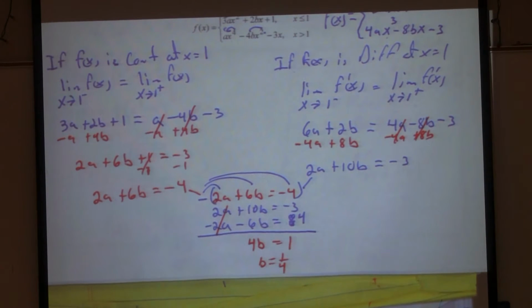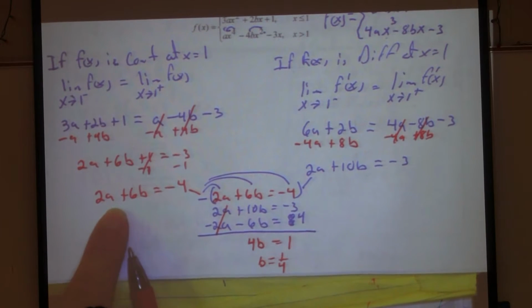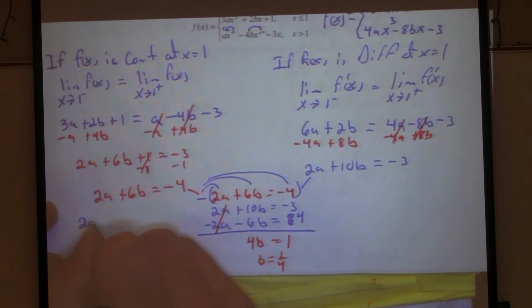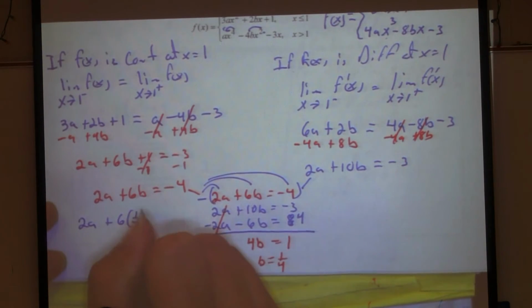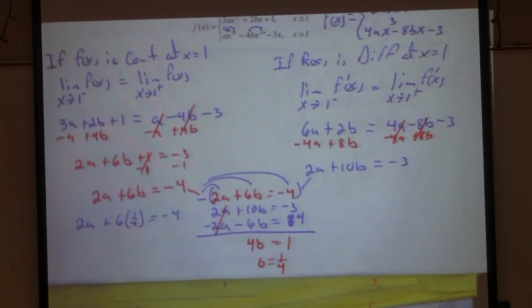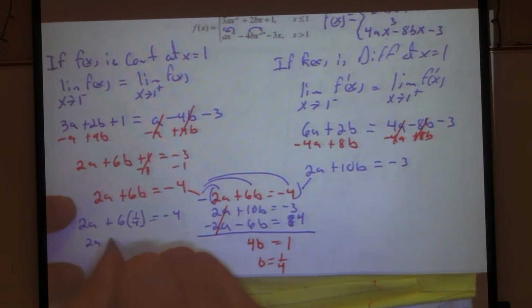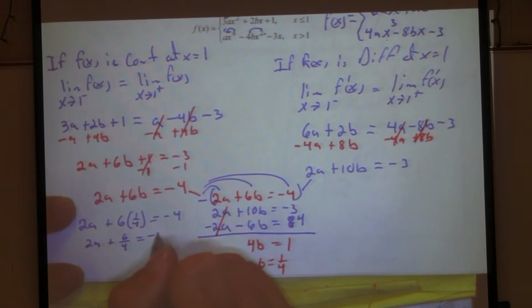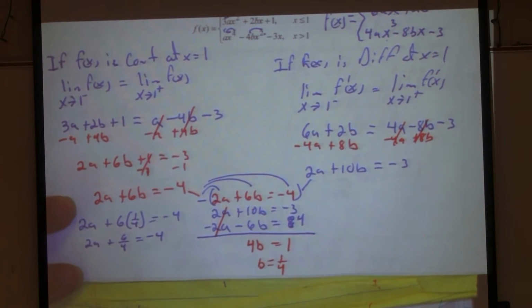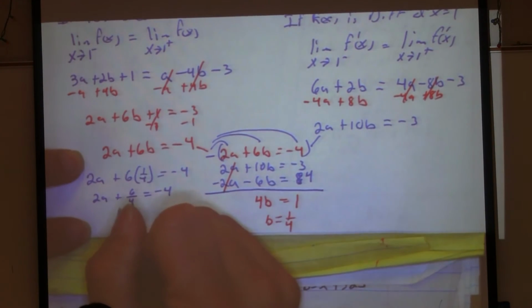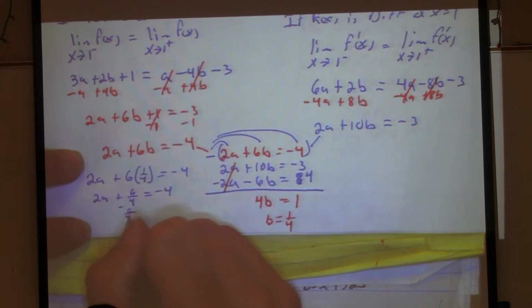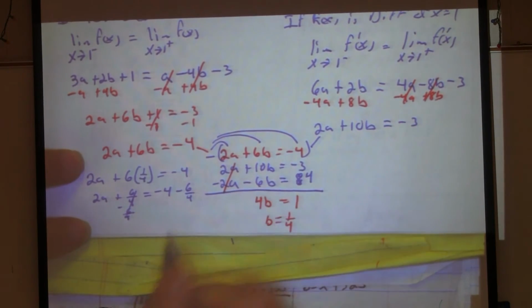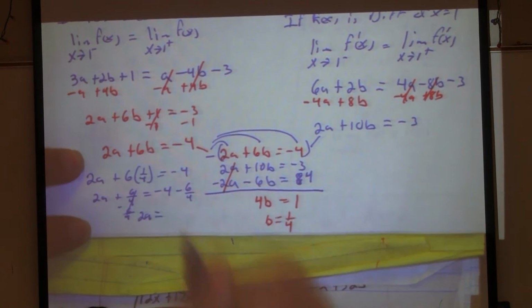And now how do I get a? Plug it in, whichever one, right? Where do you want me to plug it into? The first one over here? Okay. So let's plug it in. So we're going to have 2a plus 6 times 1/4 equals negative 4. So that gives me 2a plus 6 over 4 is equal to negative 4. Now what do I have to do? Minus 6 over 4. So I have 2a equals what?